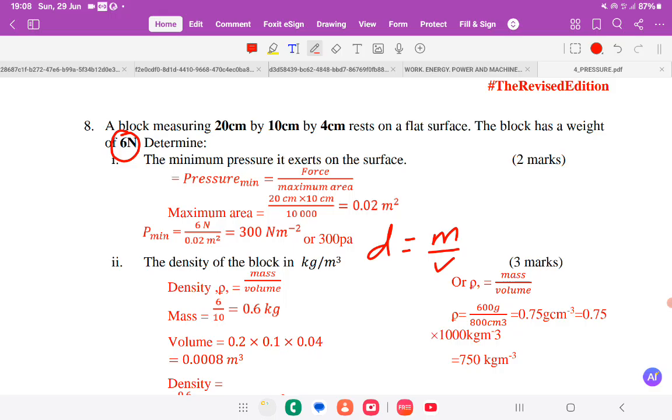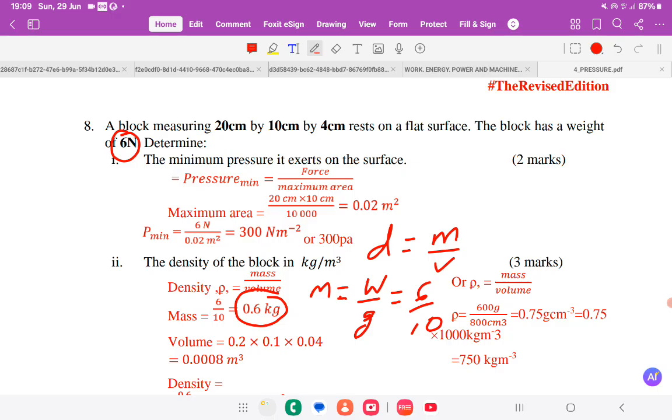So in order to find mass, mass is simply equal to weight divided by acceleration due to gravity, g. So our weight is 6 newtons, acceleration due to gravity is 10. So this will give us 0.6 kgs. Then you go ahead to calculate volume.